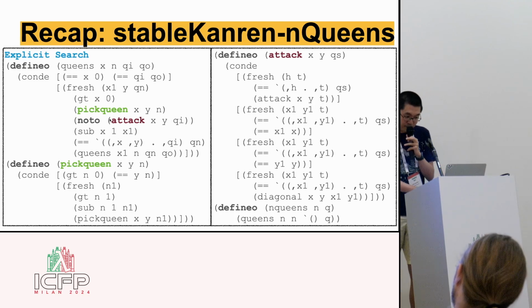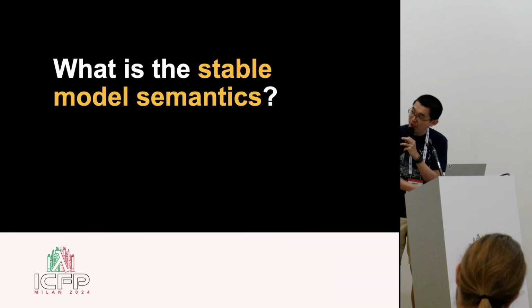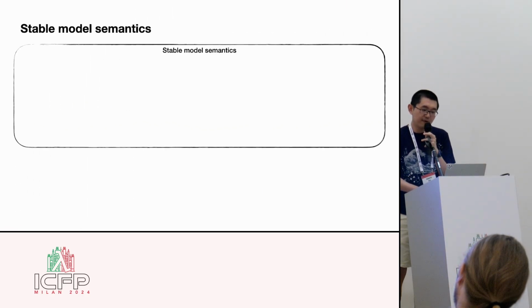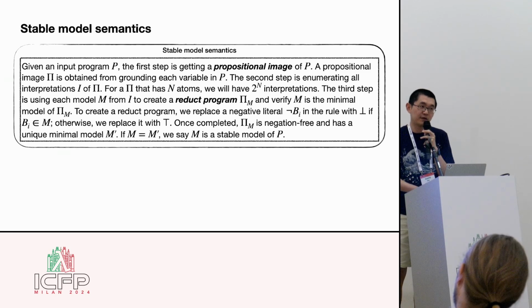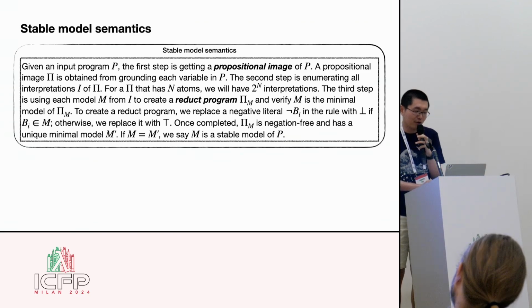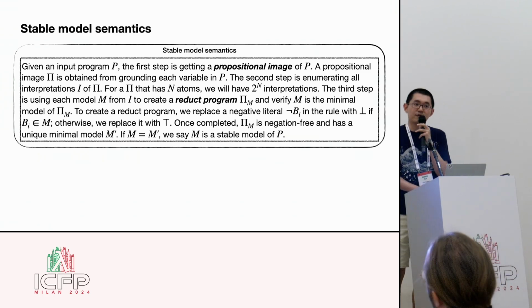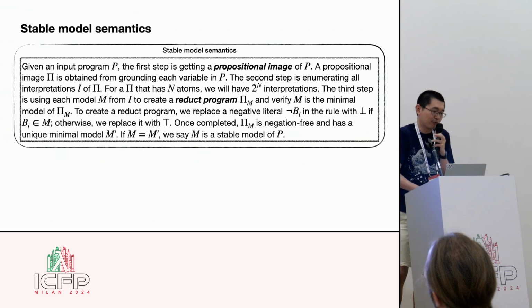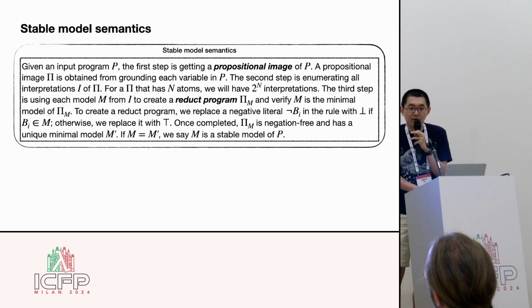So now, what are the stable model semantics? Some definitions, just for recap. Stable model semantics basically creates a propositional image, with these steps to eliminate all the variables, like grounding, turning the predicate logic into propositional logic. Then we create a reduct program to see if the model that created that reduct program is actually the minimum model of that reduct program. If it is, then it's a stable model. If they do not match, it is not a stable model.